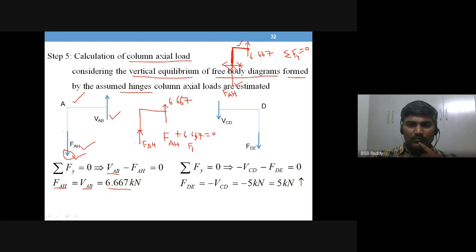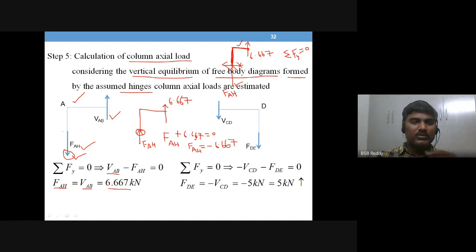So FAH is equal to minus 6.667. What happened? You got a negative value. Means what? The direction here is not okay. You have to reverse it. That's it. The same you are getting.